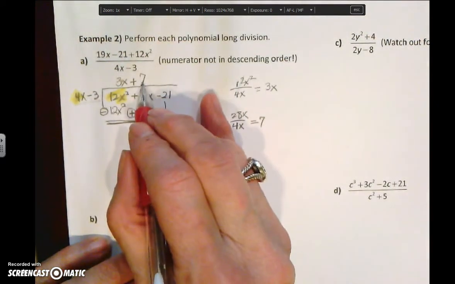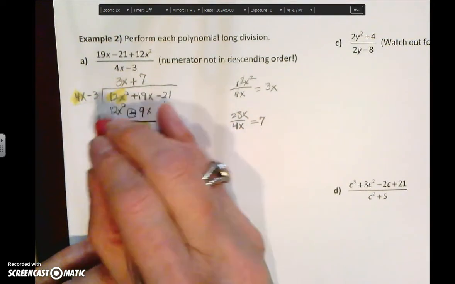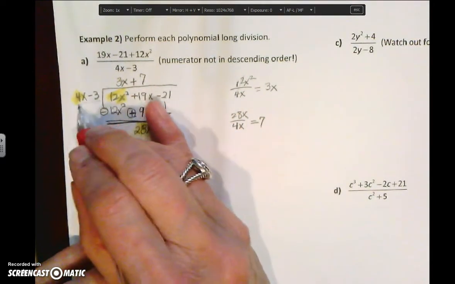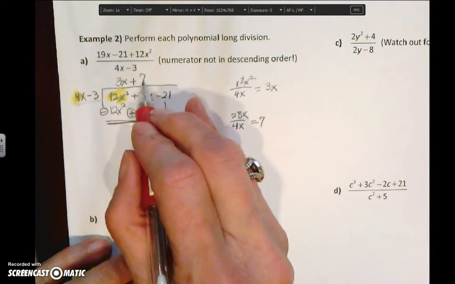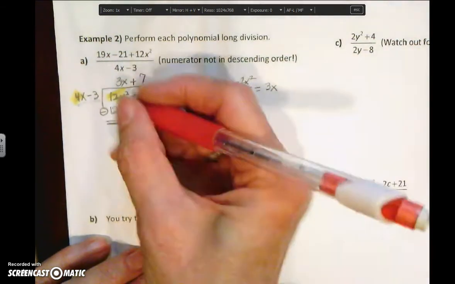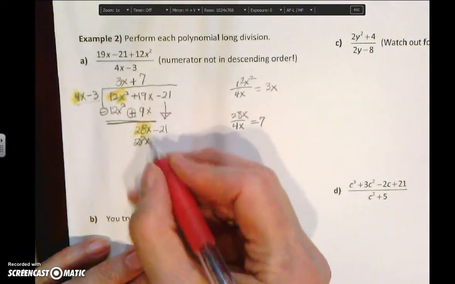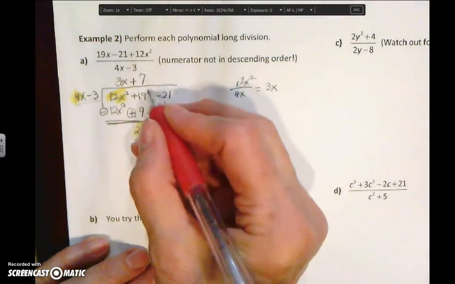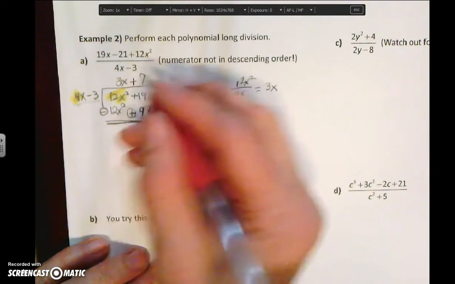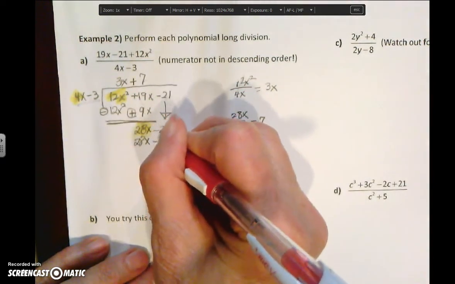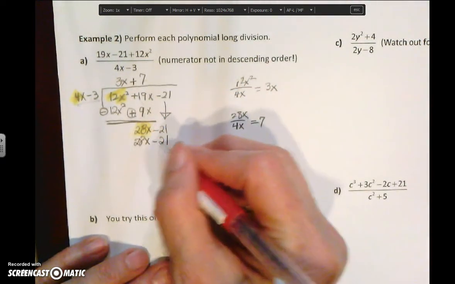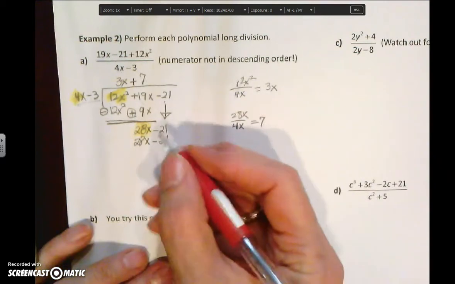Now I'm going to take that answer I just got, 7, and multiply it times the entire divisor, so distribute it. So 7 times 4x is 28x, and these should always match. They'll never not match. And then 7 times negative 3 gives you a negative 21. Now these sometimes won't match, but in this case it did.